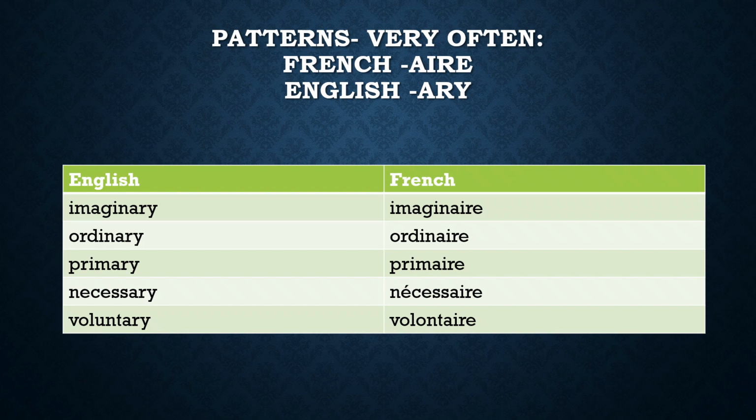So for instance, the English word imaginary is imaginaire in French. The English word ordinary is ordinaire in French. The English word primary is primaire in French. The English word necessary is nécessaire in French. The English word voluntary is volontaire in French. There are actually hundreds of these, and you get other things like, of course, vocabulaire. The French word vocabulaire translates as vocabulary in English. So we've got loads of these. Extraordinaire becomes extraordinary.